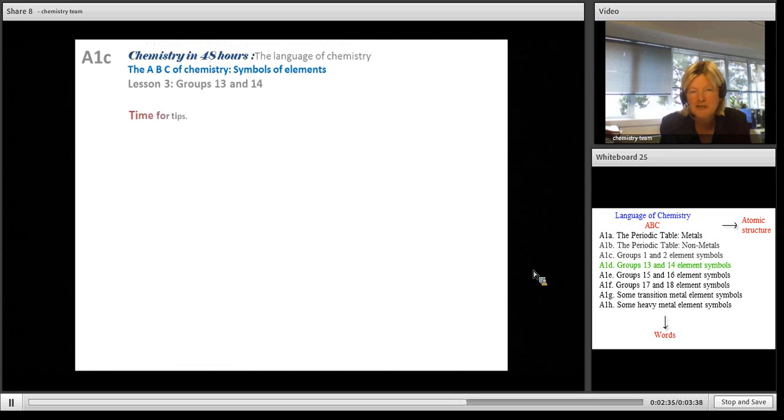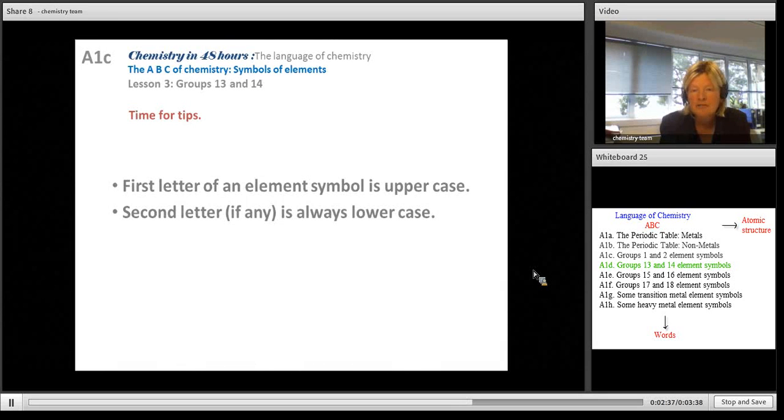And now time for tips. The first letter of an element symbol is always uppercase. So you always have 2 letters or 1. The first one will always be uppercase, and the second letter, if there is one, has to be lowercase.